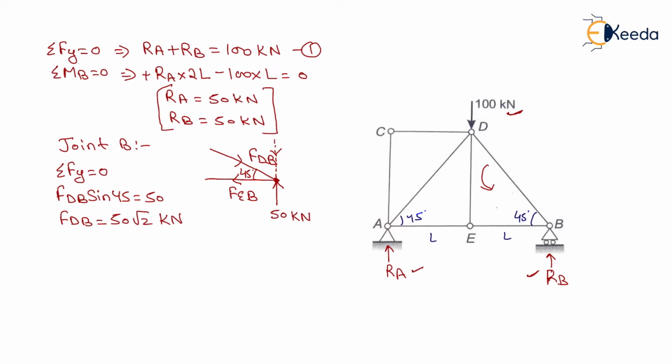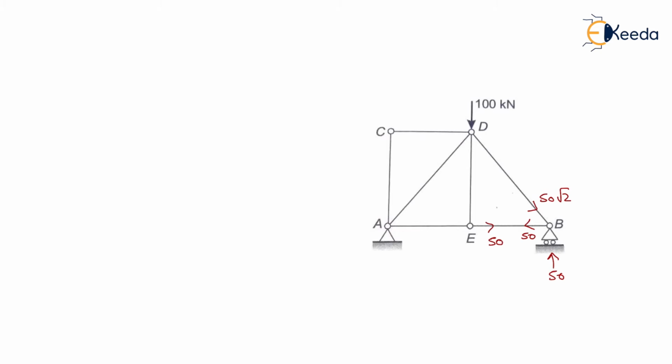Now for finding the value of FEB, we use the equilibrium condition that the summation of all the forces in the horizontal direction equals 0. Therefore, FEB minus FDB cos 45 equals 0. On putting the value of FDB as 50 root 2, we get FEB equals 50 kilonewton. So we have determined the forces, 50 root 2 and 50 kilonewton, and we mark them on the members.